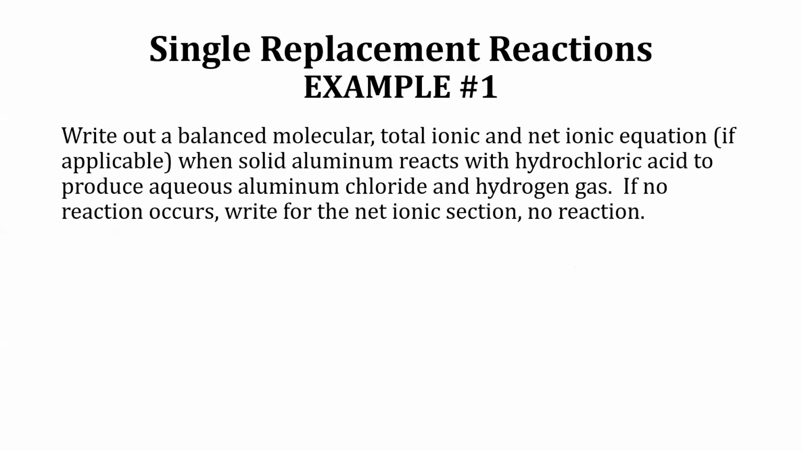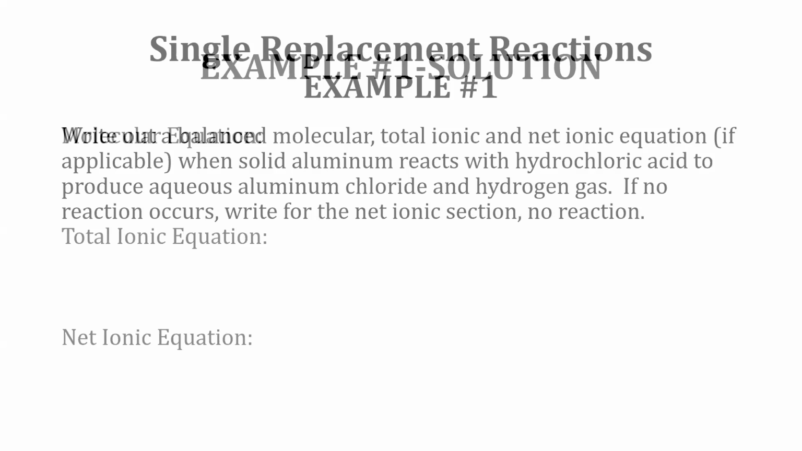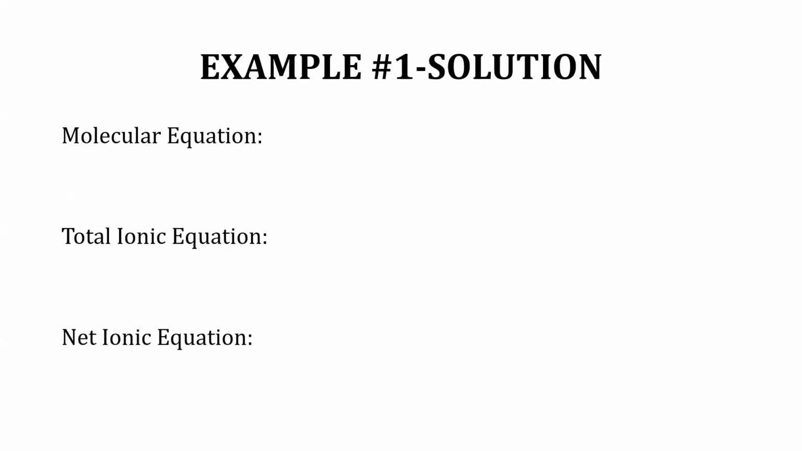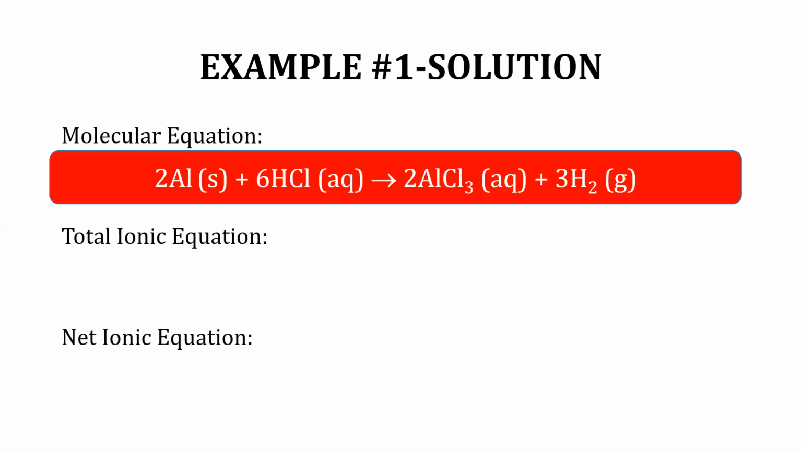Example 1 is write out a balanced molecular, total ionic and net ionic equation, if applicable, when solid aluminum reacts with hydrochloric acid to produce aqueous aluminum chloride and hydrogen gas. If no reaction occurs, write for the net ionic section, no reaction. Substances are aqueous phase unless otherwise stated. The molecular equation is 2 solid Al plus 6 HCl forms 2 AlCl3 plus 3 gaseous H2.